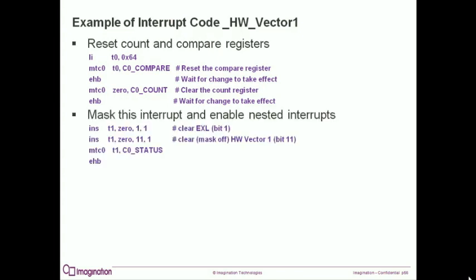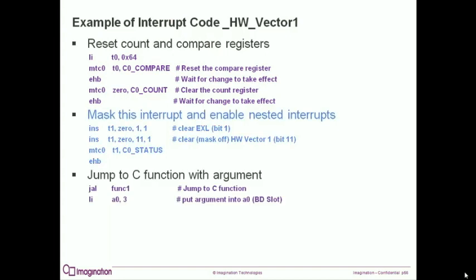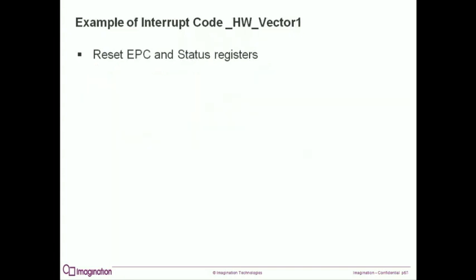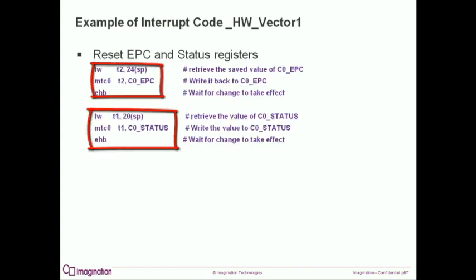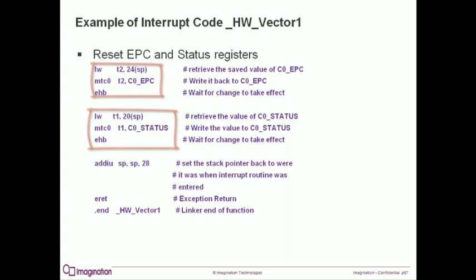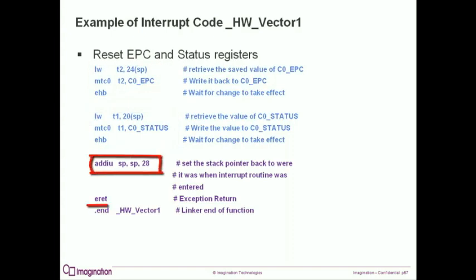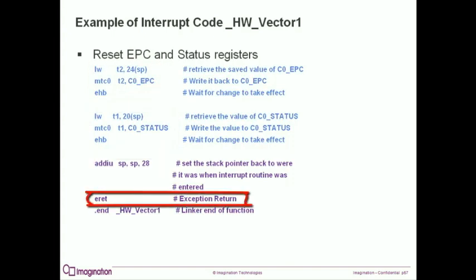Here I show the masking of the interrupt vector of the interrupt we are servicing. Once that is done, you can jump to the C function that will handle the rest of the interrupt processing. After the interrupt device has been serviced, restore the program counter and status register, reset the stack pointer, and return from the interrupt.